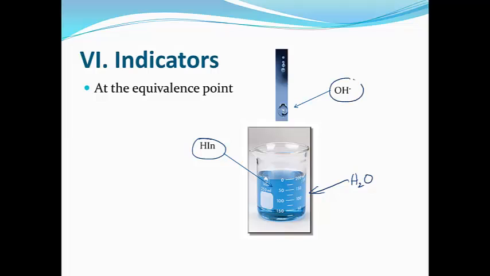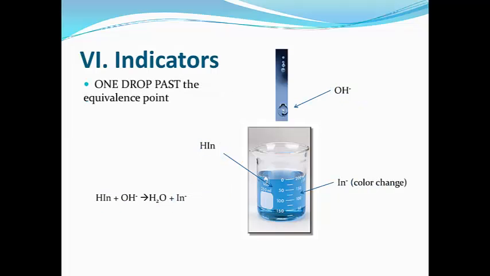Now what happens if you add one more drop of hydroxide? The hydroxide doesn't have any more acid to react with, so it has to react with the indicator molecule. What happens? The H and the OH make water, and then you get the anion, and this is the stuff that has the color to it. One drop past the equivalence point, you start making the anion. Then you'll see a color change. It's not shown here, but this solution would actually change color, because once you produce that anion, it's a different color than what that molecule was.